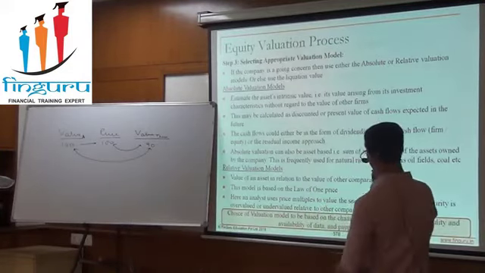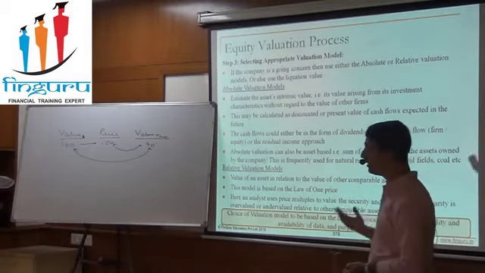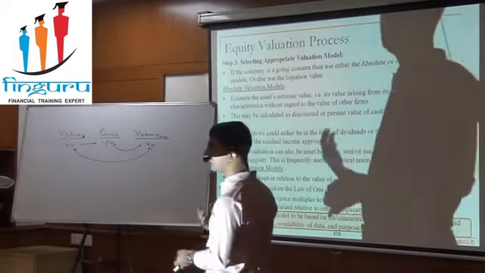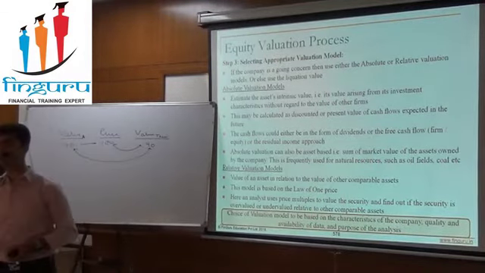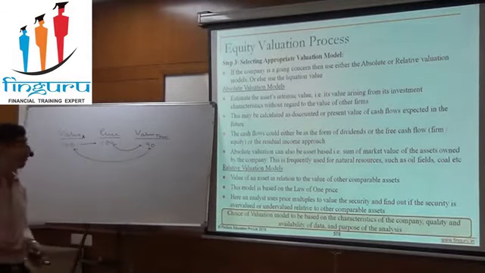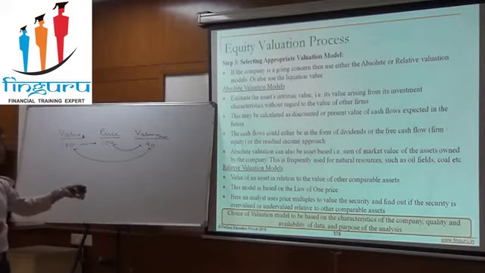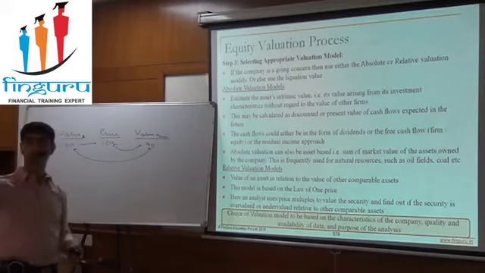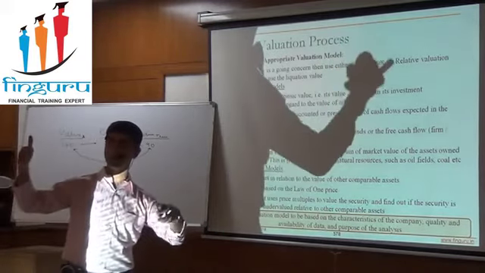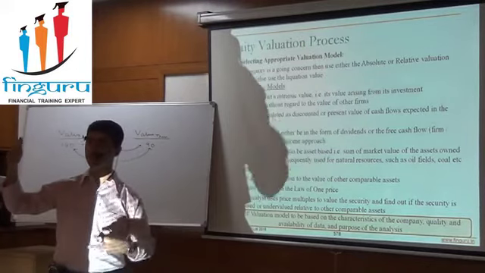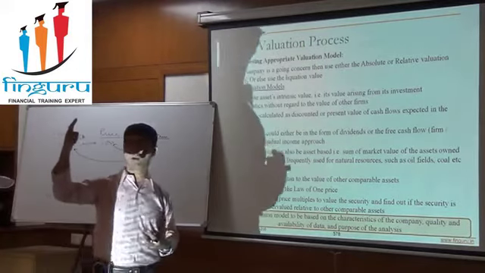Step 3, deciding on the valuation model. If the company is a going concern, use either an absolute or a relative valuation model, or else use the liquidation value. There are two sets of valuation models, absolute and relative. Absolute valuation models are discounted cash flows: dividend discount model, FCFF, FCFE. Discount the cash flows to today and get the valuation. Then the residual income valuation model.